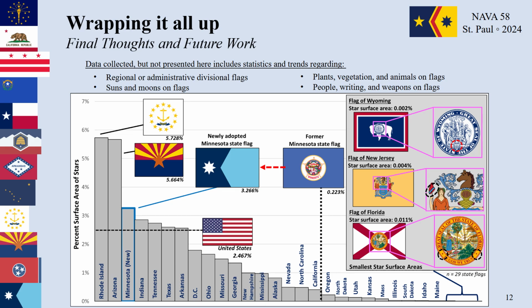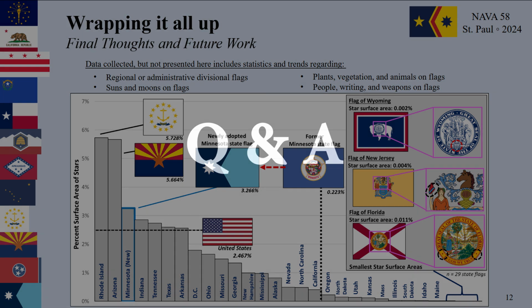So 29 of the 51, I count DC, 51 state or district flags contain stars in the United States, and you can see their ranking based on star surface area. I highlighted Minnesota because here we are. The old flag of Minnesota had a whopping 0.223% surface area covered in stars, and the new redesign moved Minnesota to the third largest star in the United States on a state flag, representing 3.266% of the surface area. So that's all I have, and I'm available for questions.